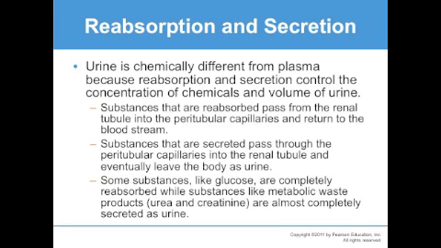Some substances, like glucose, are completely reabsorbed, so they are not lost through the urine. They're brought back into circulation, while substances like metabolic waste products, urea and creatinine are a couple of good examples, are almost completely secreted into the urine so that your body can get rid of those waste products.